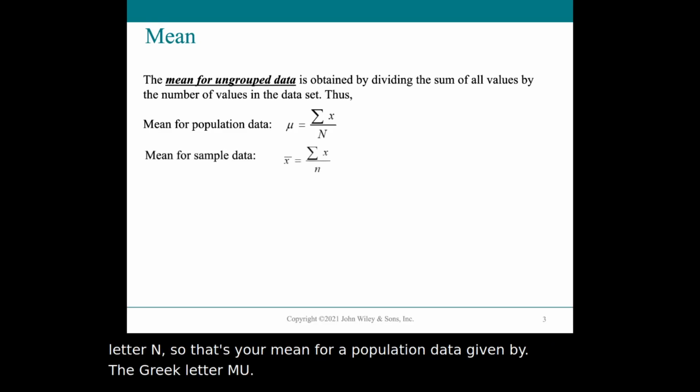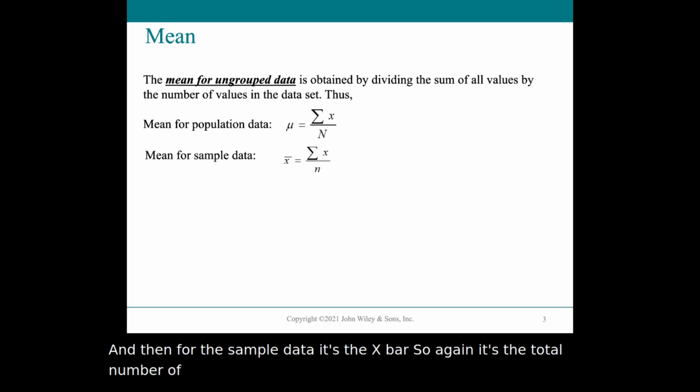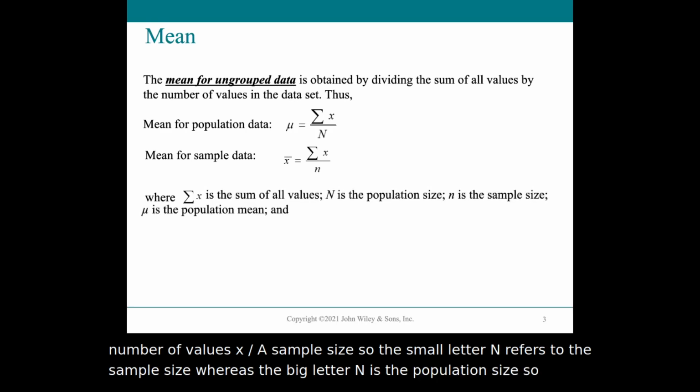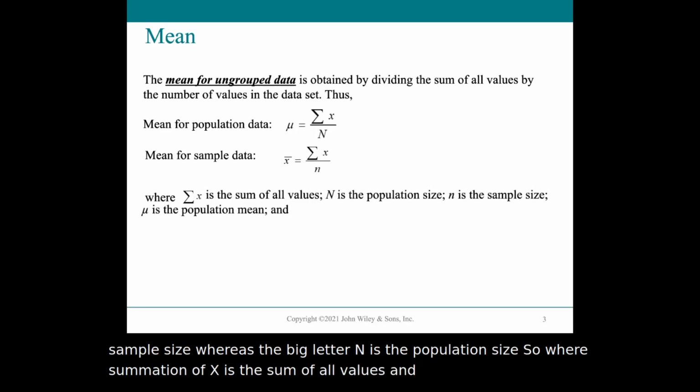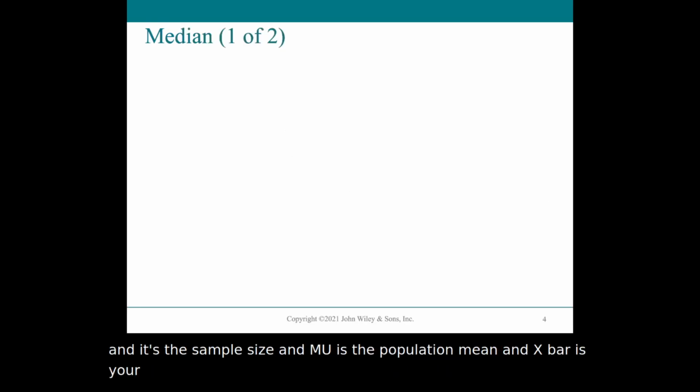And then for the sample data, it's the x bar. Again, it's the sum of the values x over the sample size. The small letter n refers to the sample size, whereas the big letter N is the population size. So summation of x is the sum of all values, N is the population size, n is the sample size, mu is the population mean, and x bar is your sample mean.